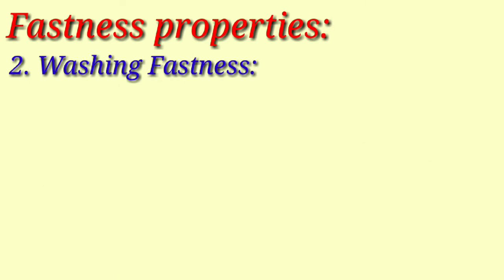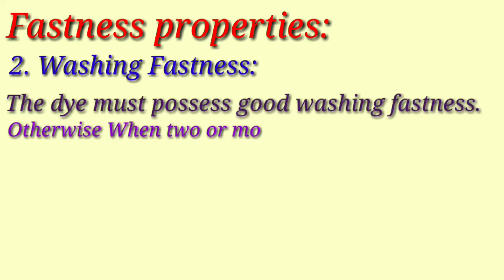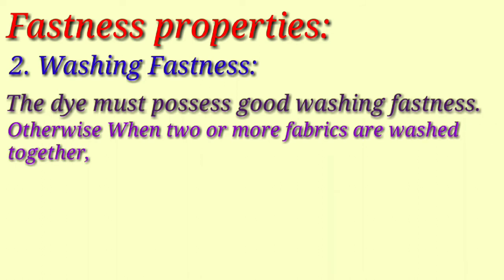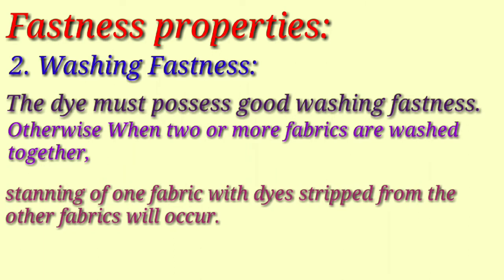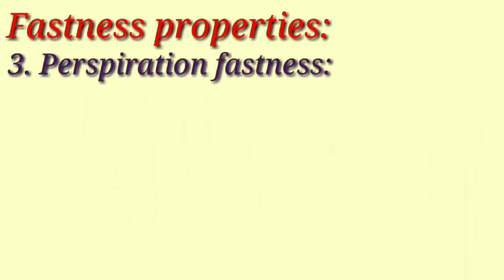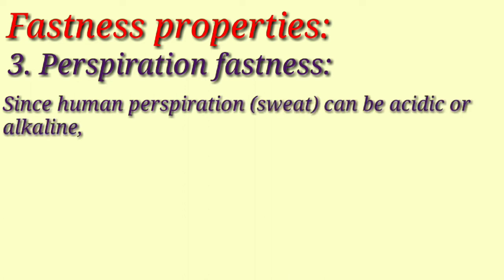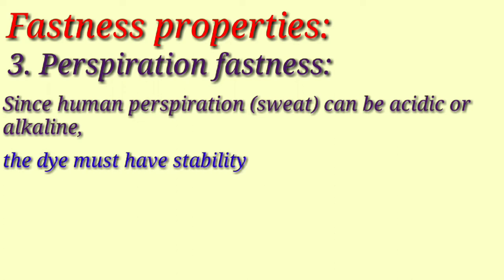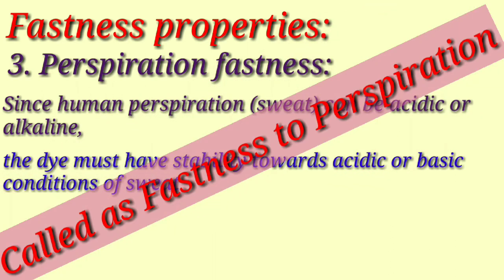Second is washing fastness. Well, the dye must possess good washing fastness. Otherwise, when 2 or more fabrics are washed together, staining of one fabric with dyes stripped from the other fabrics will occur. Third is perspiration fastness. We know that since human perspiration can be acidic or alkaline, the dye must have stability towards acidic or basic conditions of sweat, which is called fastness towards perspiration.